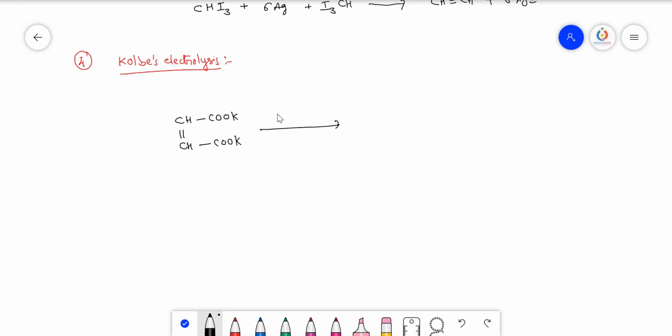So when this molecule is subjected to electrolysis, there is a loss of carbon dioxide molecules as well as development of a bond between these two carbons of the existing double bond, so that we get the triple bond. CH triple bond CH plus 2 CO2 plus 2 KOH plus H2. Okay.